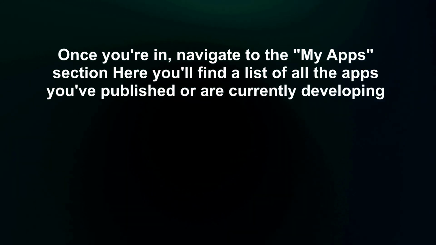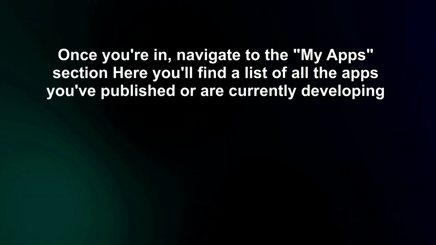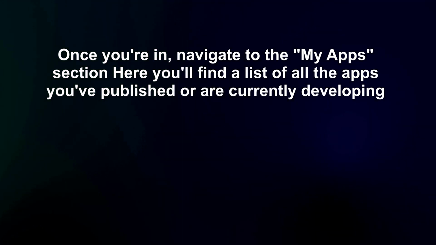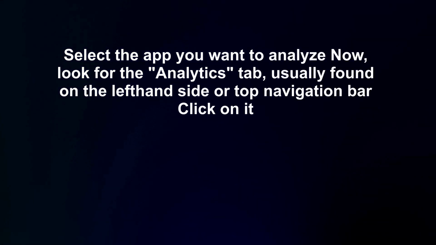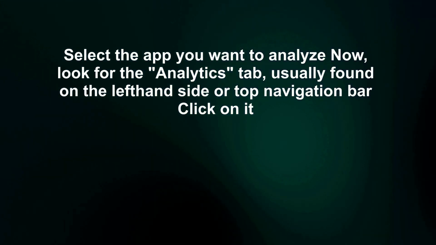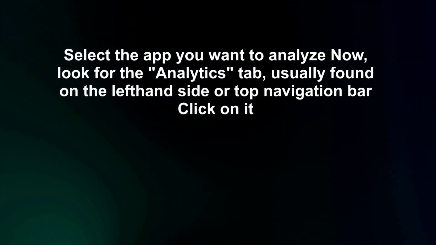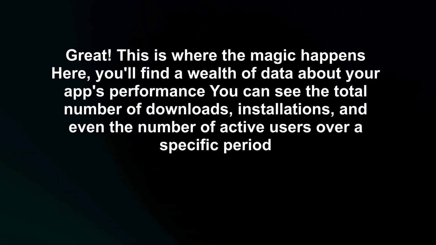Once you're in, navigate to the My Apps section. Here, you'll find a list of all the apps you've published or are currently developing. Select the app you want to analyze. Now, look for the Analytics tab, usually found on the left-hand side or top navigation bar. Click on it. Great, this is where the magic happens.